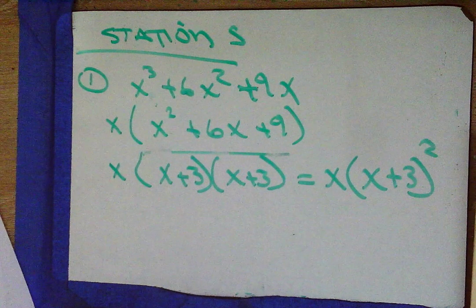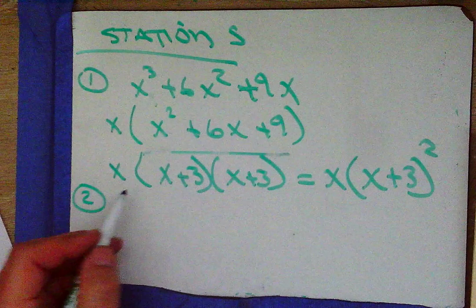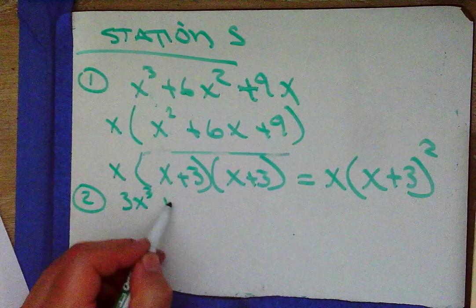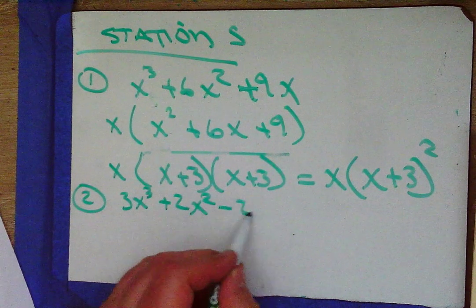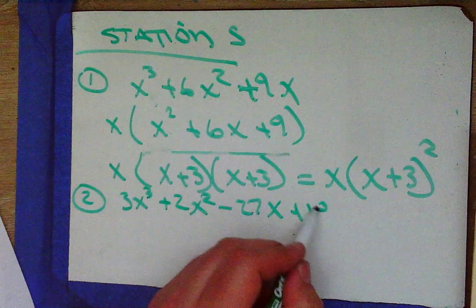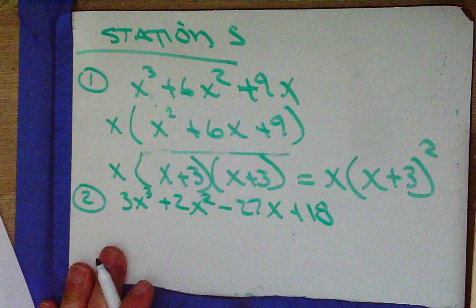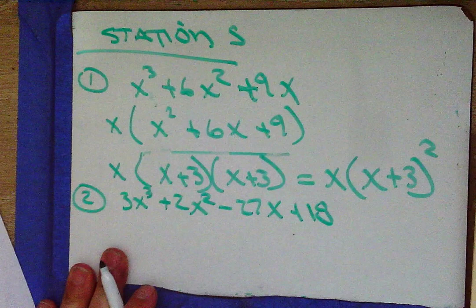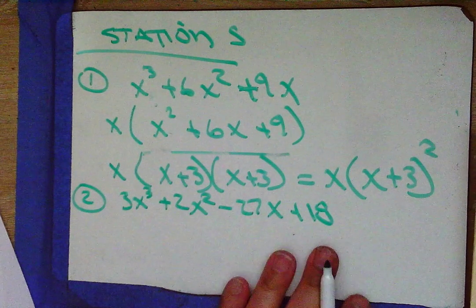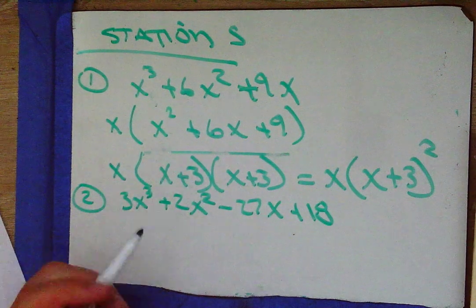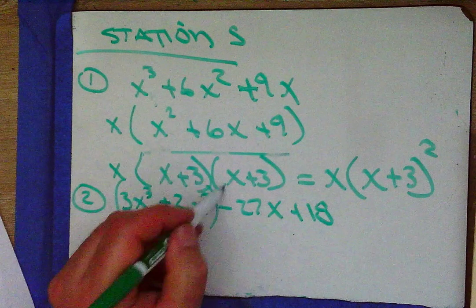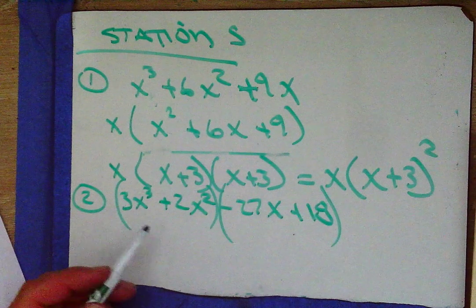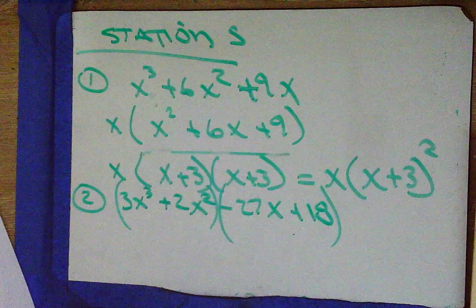All right, problem number 2. What are we going to do here? 3x to the 3rd plus 2x squared minus 27x plus 18. Can I do any GCF factoring here? No. So what can I do when I see 4 terms? Well, 4 terms should say, let's do some grouping. Would you please finish factoring this and come back when you're done or have questions?